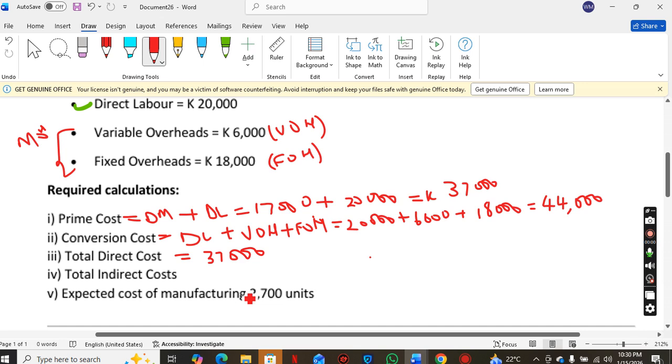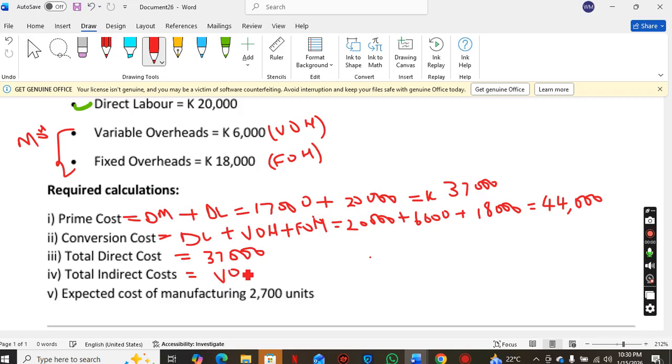Then we have total indirect costs. This is basically our manufacturing overheads, variable overheads plus fixed overheads. So we're going to say variable overheads 6,000 plus our fixed overheads 18,000. 18,000 plus 6,000, that is 24,000.